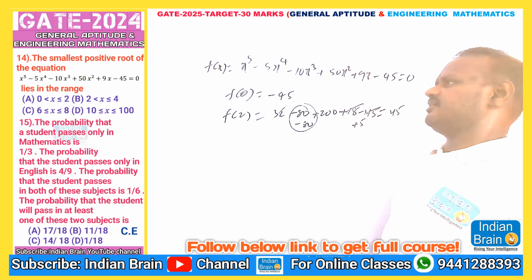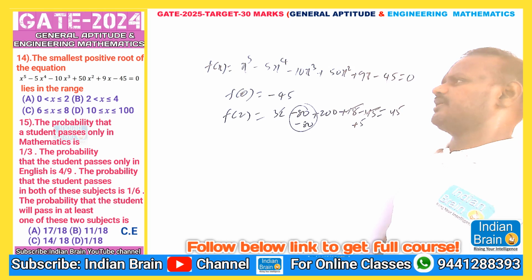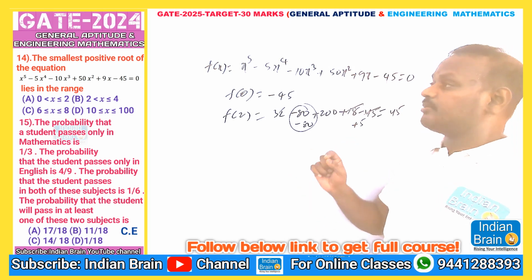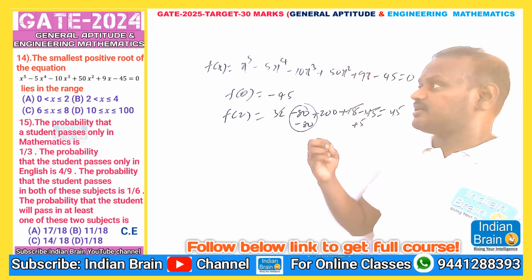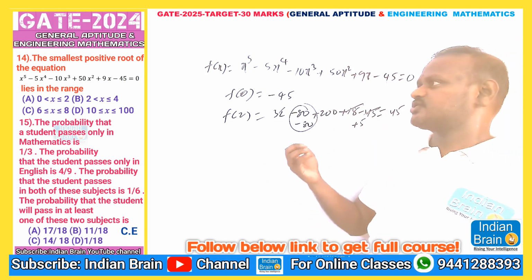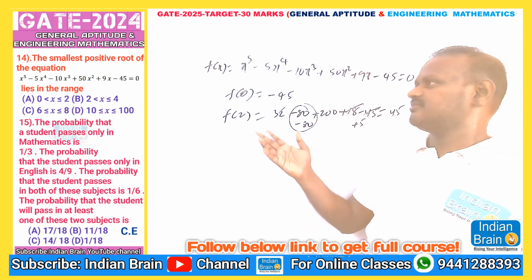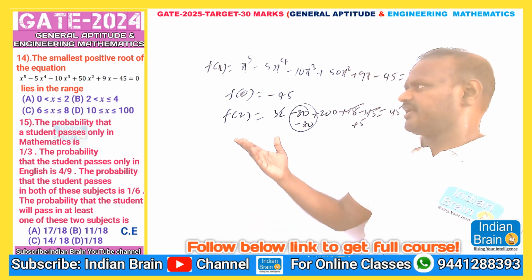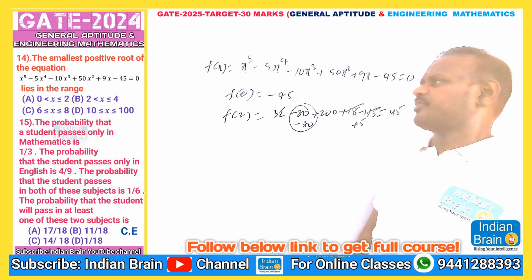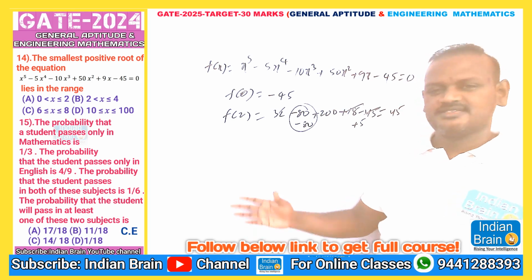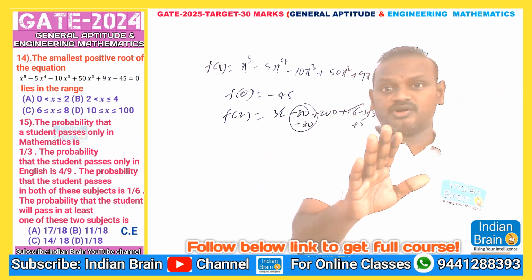Let's go for 15. The probability that a student passes only in mathematics is 1/3. The probability that the student passes only in English, 4/9. The probability that the student passes in both subjects is, I think, 1/6. The probability that the students will pass at least in one subject. Okay, fine. Simple and easy question, but don't confuse.